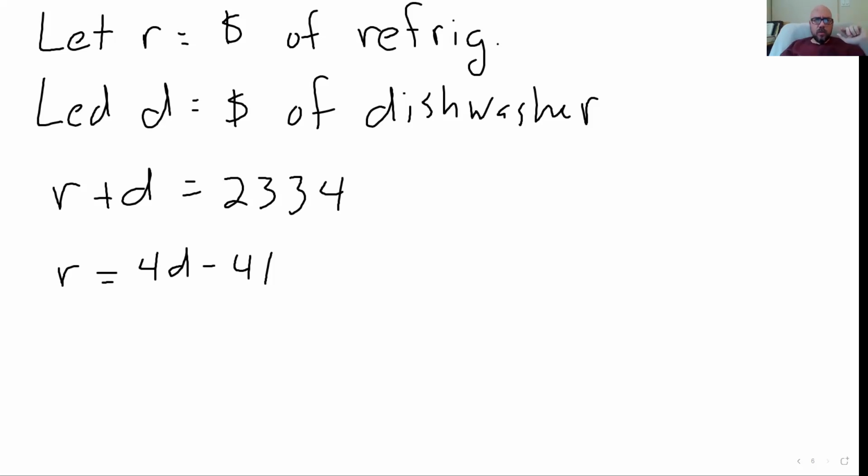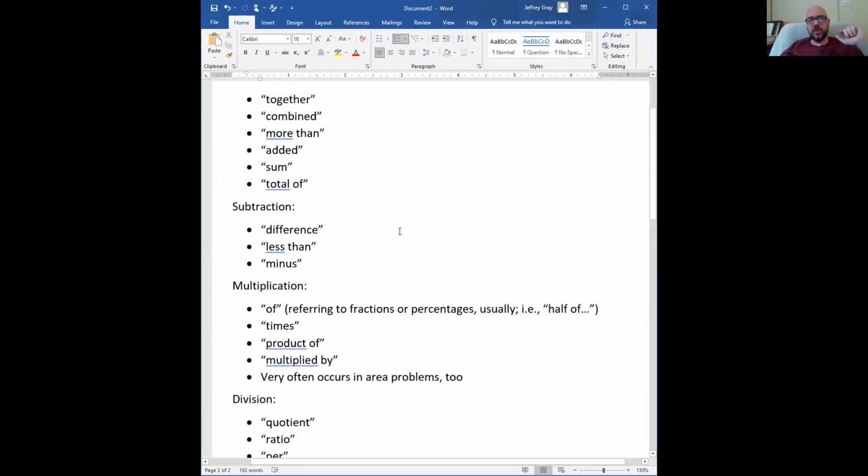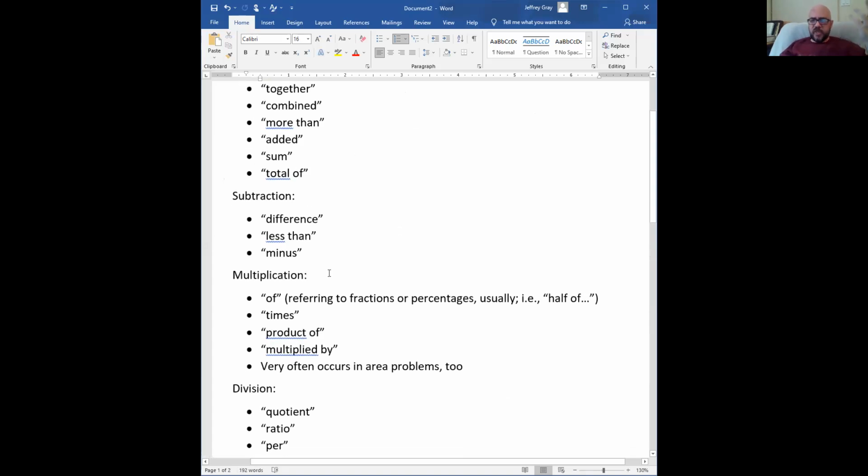When you are making your expressions, there are a few things to remember. These keywords here. There are others, but this is most of them. The other thing I want to point out is that subtraction is backwards in English. If you say less than, which is by far the most common way to say this, if I say that x is 5 less than y, I'm not doing 5 minus y, I'm doing y minus 5.